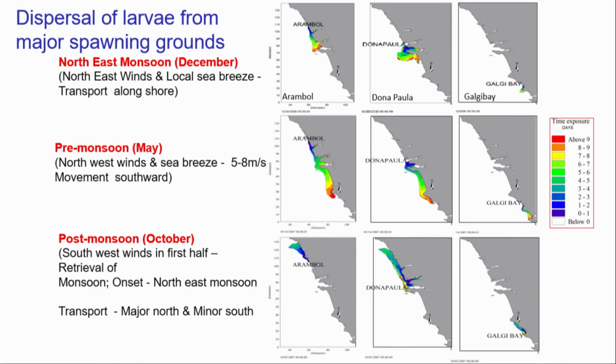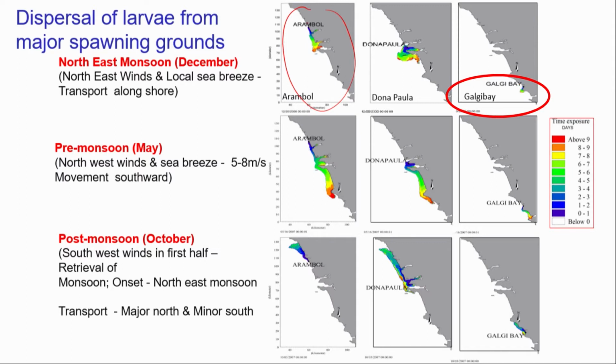And once they are near the substrate availability, then the local biotic interaction and the disturbances will determine how the adult population grows. Taking cue from this, we carried out some observations on how the larvae are dispersed along the Goa coast. We took a domain from Arambol, in the north, to Galji Bay, which is almost south of the coast of Goa.